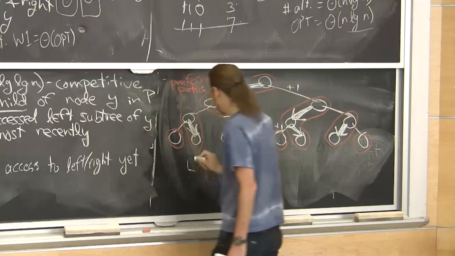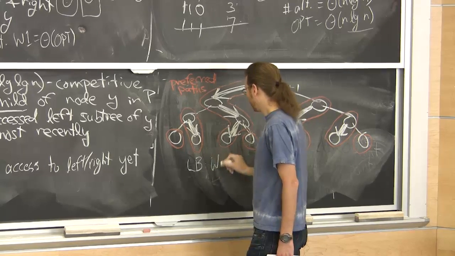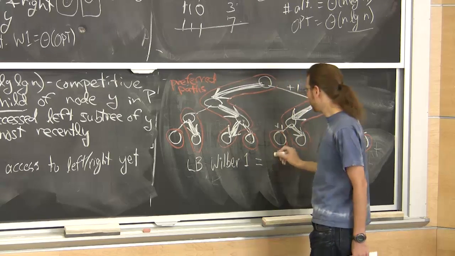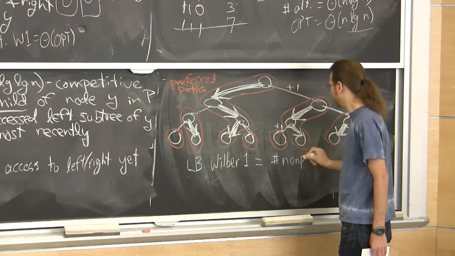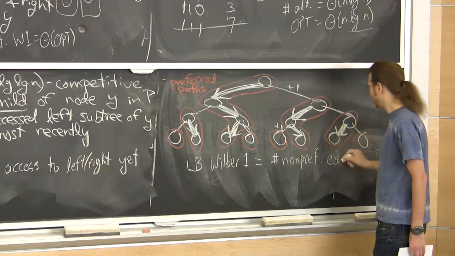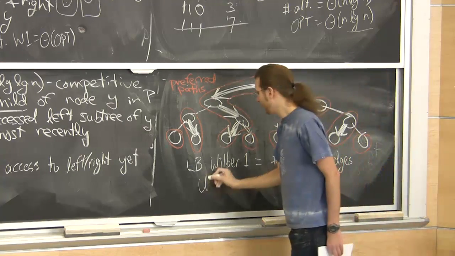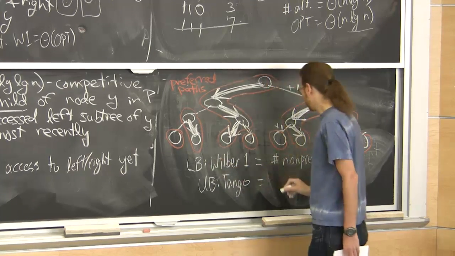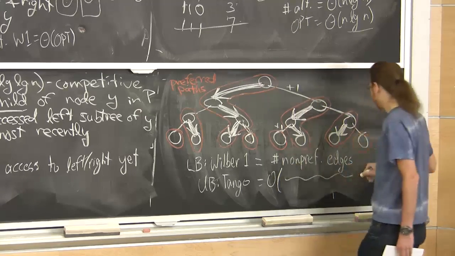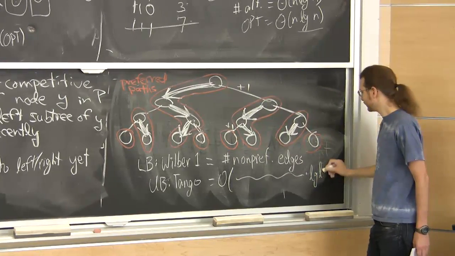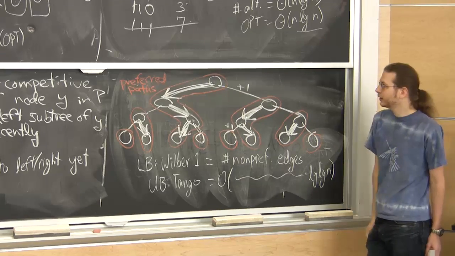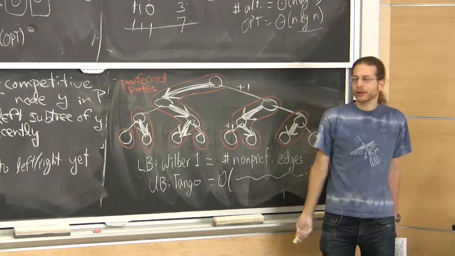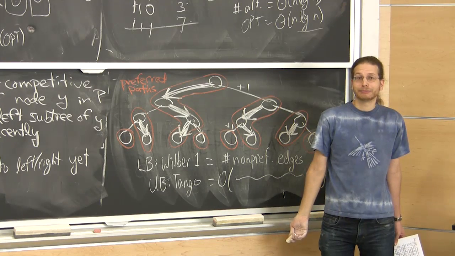So we get a lower bound, Wilber 1, which is going to be equal to the number of non-preferred edges. And we're going to get an upper bound through Tango trees, which is going to be order number of non-preferred edges times log n. Okay, why is it log n? Because each of these paths has length only log n. So I put them in a balanced binary search tree, and it has height log n.